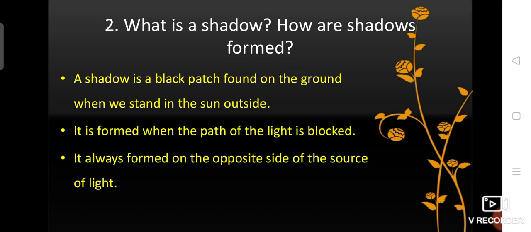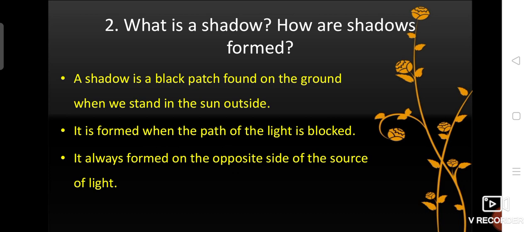Second question, what is a shadow? How are shadows formed? Yes, we already saw this in vocabulary. Shadow is what I told. Shadow is a black patch, isn't it? A shadow is a black patch found on the ground when we stand in the sun outside. If you are at home, you can't find the shadow. Only in the presence of light will a shadow be formed. It is formed when the path of light is blocked.